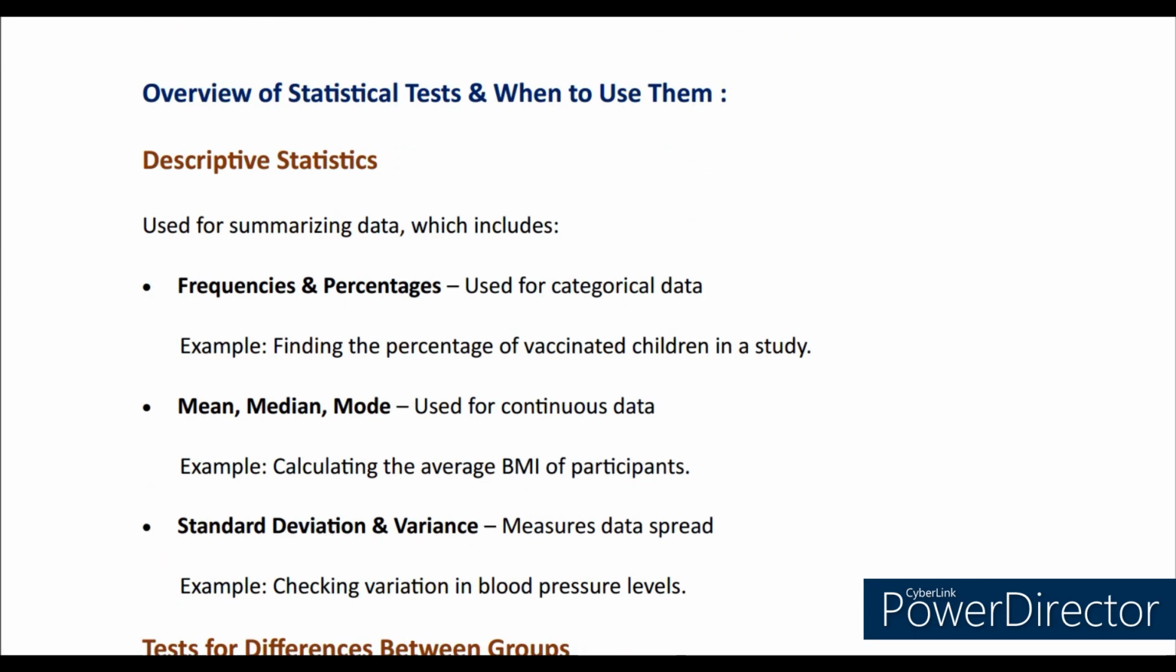It is very important to understand the concept of each statistical test and when to use it. Always remember that SPSS is a tool for analysis and you need to know which test has to be used and why. I'll make it simple. I will explain some important tests that are used in biostatistics. First is descriptive statistics, that is used for summarizing data, and it includes frequencies and percentages, mean, median and mode, standard deviation and variance.